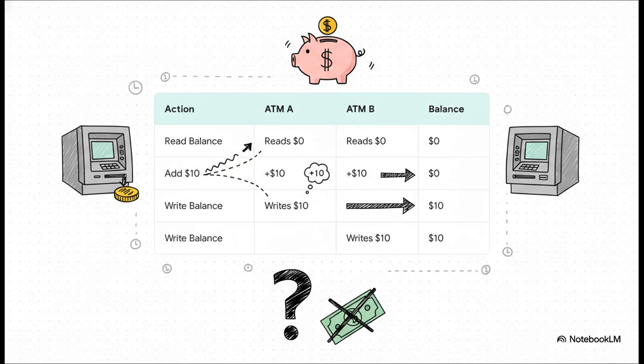But in a race condition, things get messy. The instructions get all tangled up. So check this out. Both ATMs read the balance at the same time when it's still 0. Then they both add $10 in their own little memory banks. ATM A writes $10 to the account, and then, like a millisecond later, ATM B also writes $10 to the account. Poof! One of the deposits just vanished into thin air. The final balance is just plain wrong.